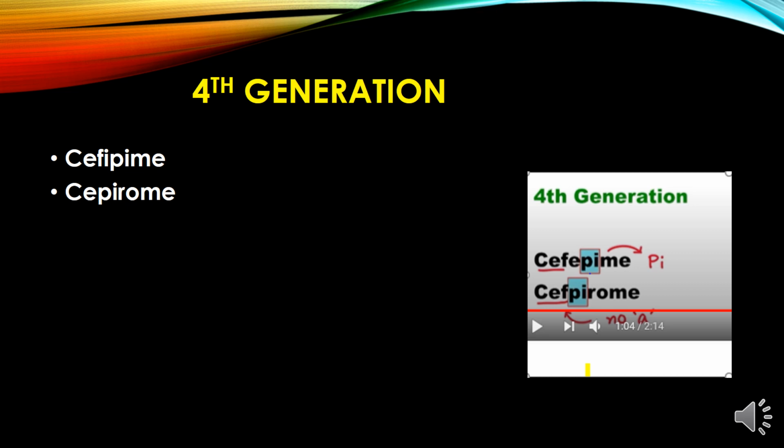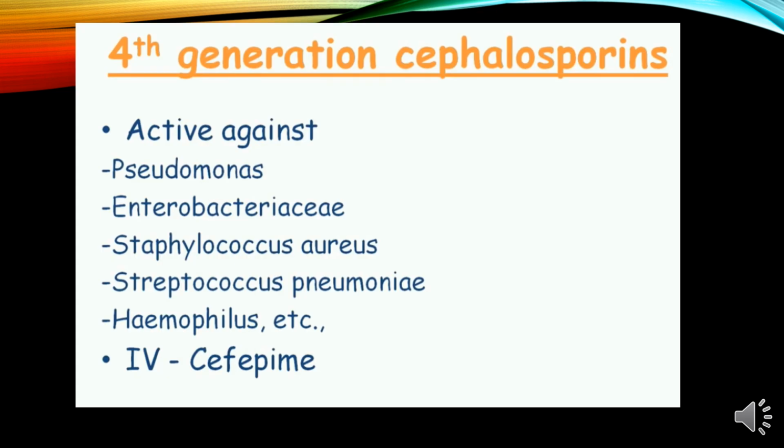So regarding the fourth generation, it contains two main drugs, number one cefepime and number two cefpirome. To memorize this, I told you that in their names they have "pi" in the middle. Fourth generation cephalosporins have a wide variety of coverage against gram-negative organisms, especially Pseudomonas. Other organisms they cover are Enterobacteriaceae, Staph aureus, Streptococcus pneumoniae, and Haemophilus influenzae. Cefepime is given through the intravenous route.